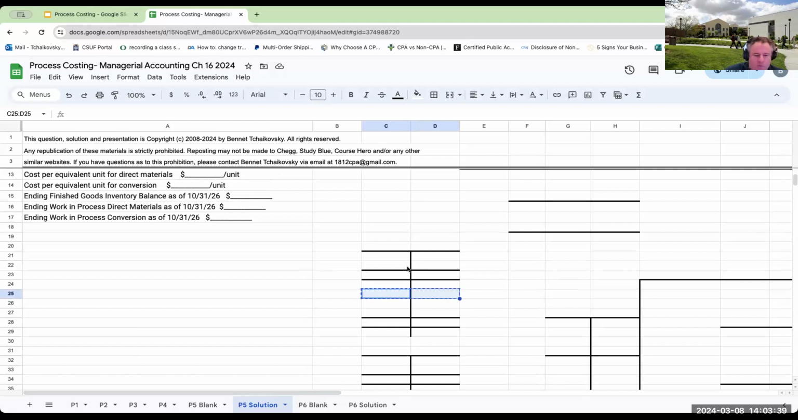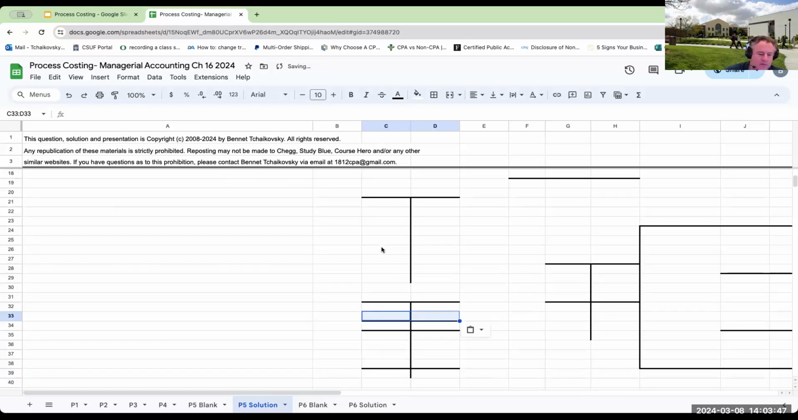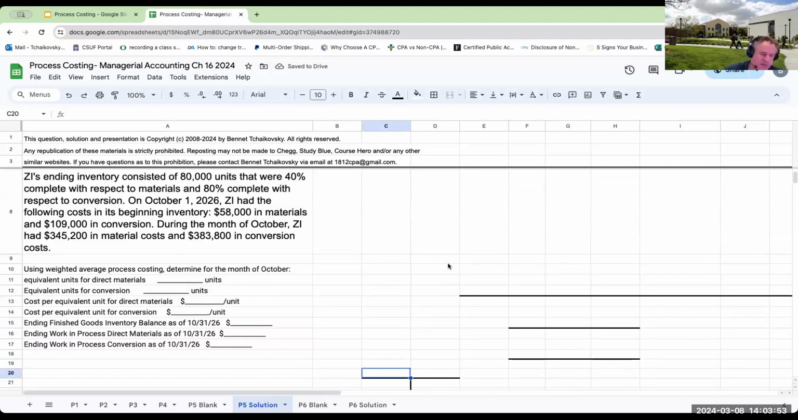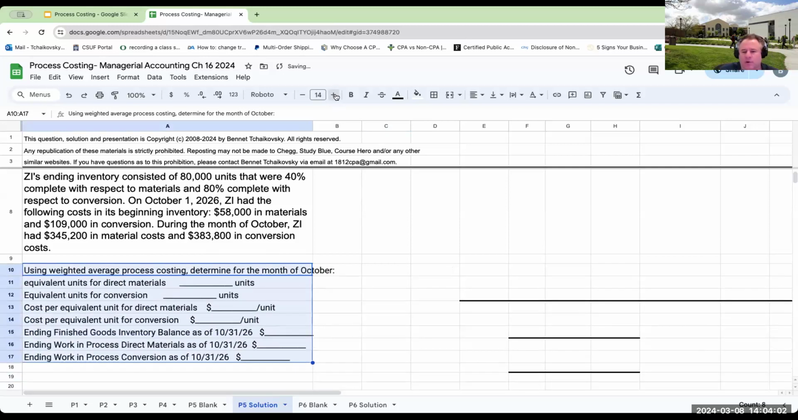The thing that I want us to remember as we're going through and doing these problems is that when we're learning about process costing, we're dealing with mass production, as opposed to job order costing, which is really making things for the customer. We might have products that are not at the full stage of completion.